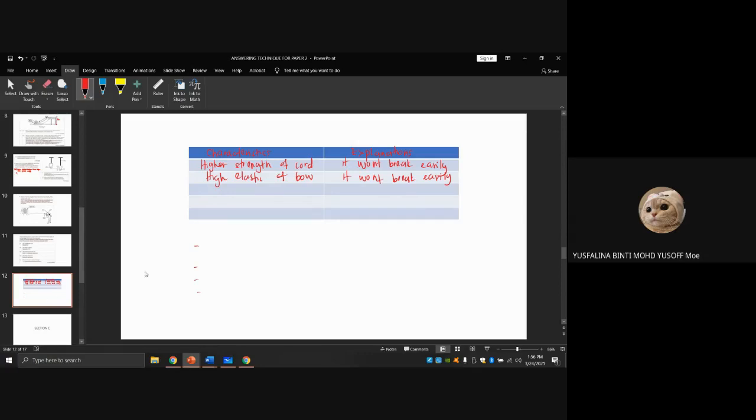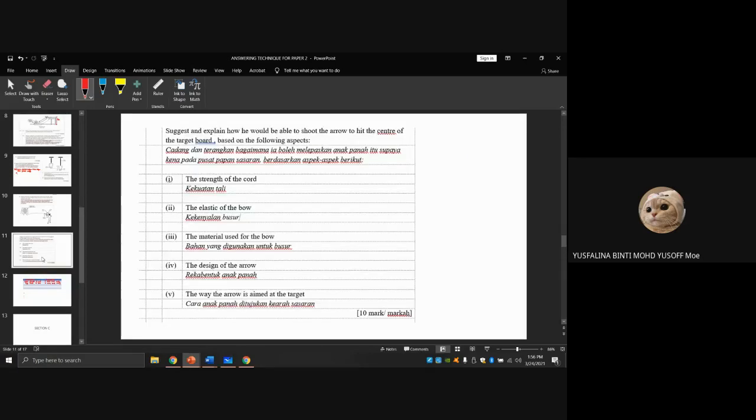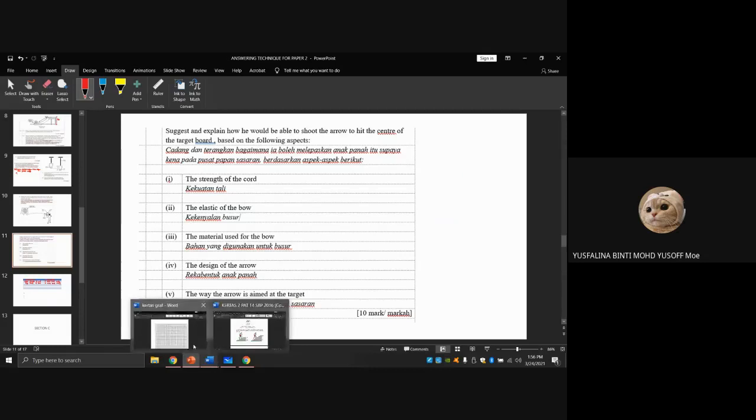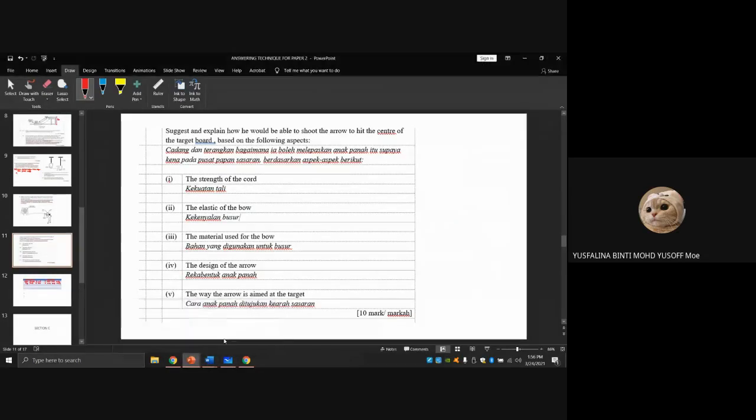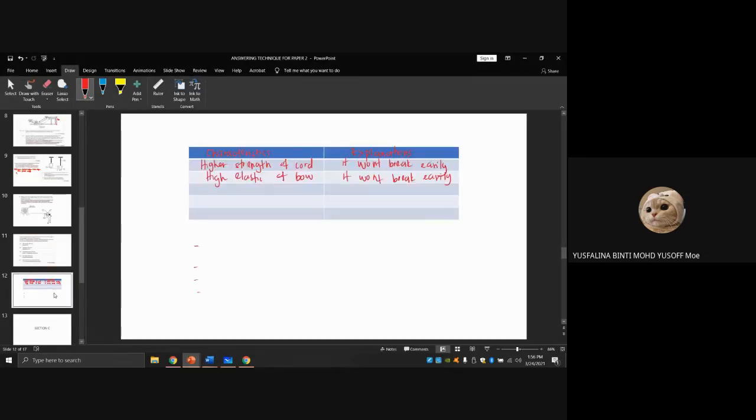The next one is you have to find what is the material used for the bow. What is the material used for the bow? Any idea? So arrow can travel further. Eugene, yes, also can. High can travel further. You can say can have high elastic potential energy. Also can.